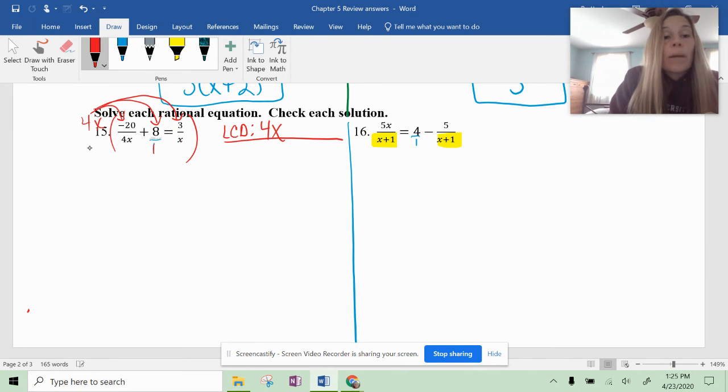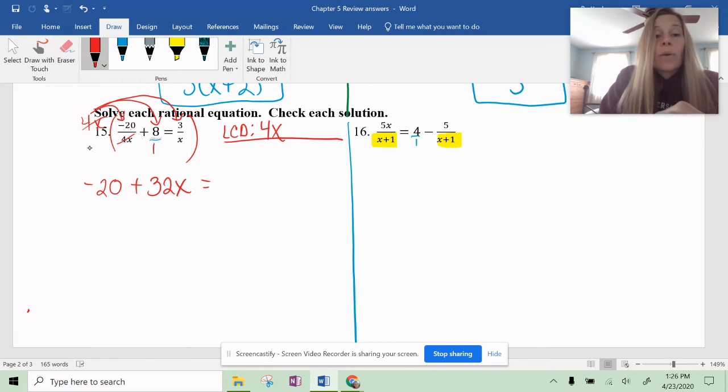So when I multiply 4x times negative 20, the 4x in the top and the bottom are going to cancel, so I'm just left with negative 20. When I multiply my 4x times the 8, there's nothing on the bottom to cancel with any of that 4x, so I just have to multiply it, and I get 32x. When I distribute my 4x to the third term, the x here will cancel with the x here, so then I just have to multiply the 4 times the 3, and I get 12.